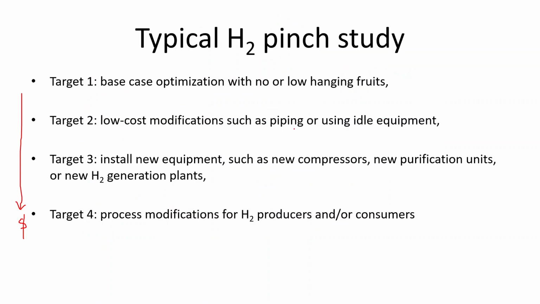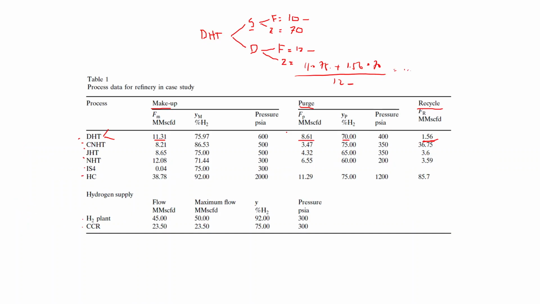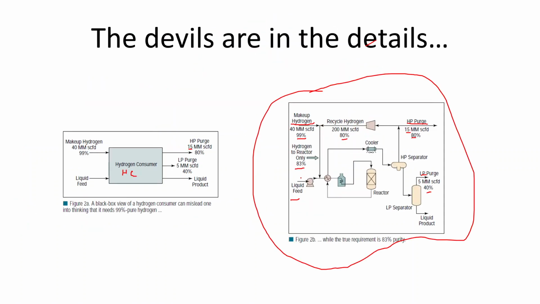And then, if we do something like repiping, if we can reuse, because in this case, for example, we only need 83%. So if there is any stream of 83% or 85%, I don't know, then instead of having 99% hydrogen makeup, we can just remove this and put the cheaper one here.